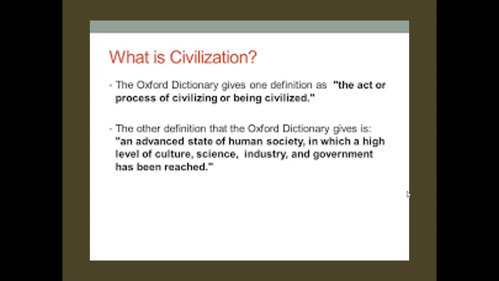Okay, so Oxford Dictionary is the English dictionary. This is a European point of view here. An advanced state of society, what does that really mean? Culture, science, industry, government, you have to have those to be civilized. So, of course, the word civilized or civilization, it's ambiguous. It's open to more than one interpretation, and it potentially could have several possible meanings.